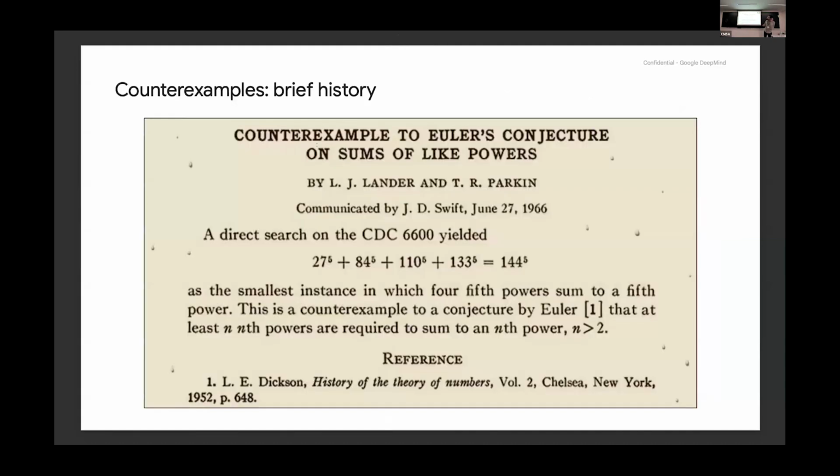Yeah, so finding counterexamples by computers is very old. The first paper I was able to find is from 1966, on a conjecture of Euler, which says you need at least n nth powers to sum to an nth power. And this counterexample was found. This is the whole paper, just 4 lines. It doesn't explain anything, it's just an exhaustive search by the computer. But it's really not a new thing, it's 1966.